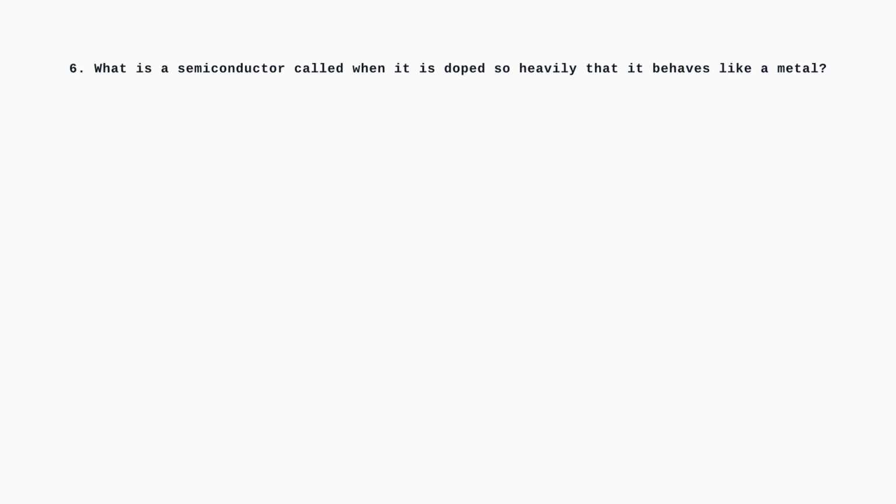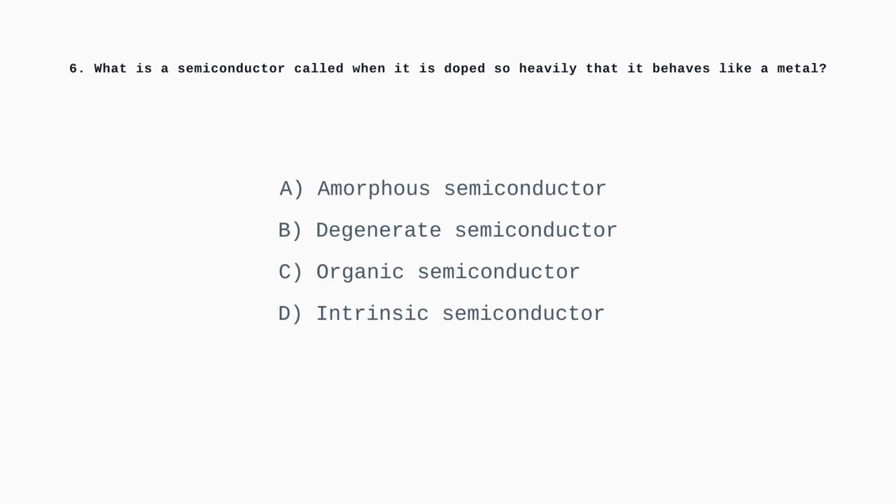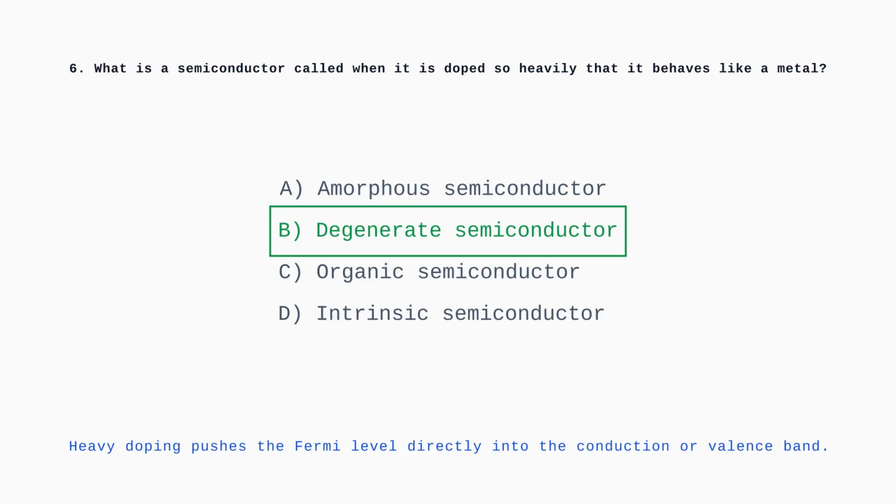Question 6. What is a semiconductor called when it is doped so heavily that it behaves like a metal? When doped to extreme levels, a semiconductor becomes degenerate, meaning its electrical properties start mirroring those of a highly conductive metal.